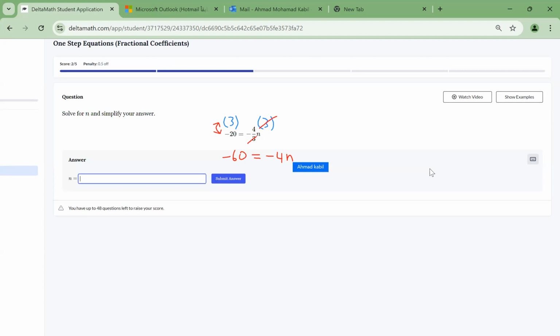Now let's divide both sides by negative 4. And let's cancel these out together. And we have n on the right. And on the left, the negatives cancel out. So we have 60 divided by 4, which gives us 15. So 15 equals n. So n equals 15, obviously.